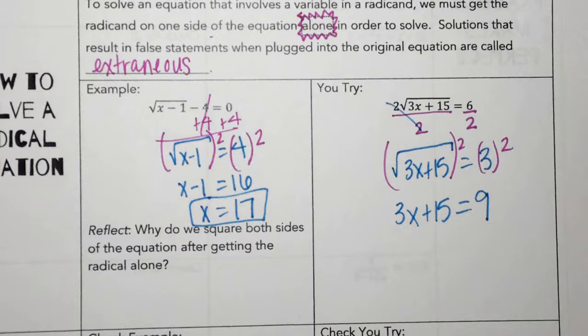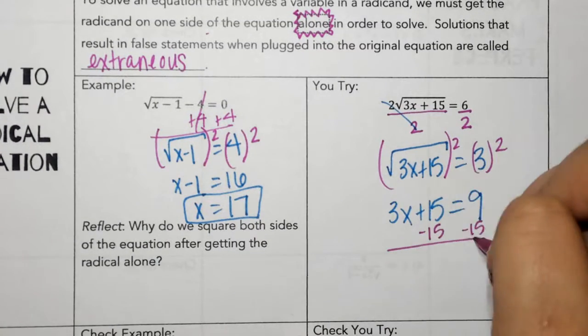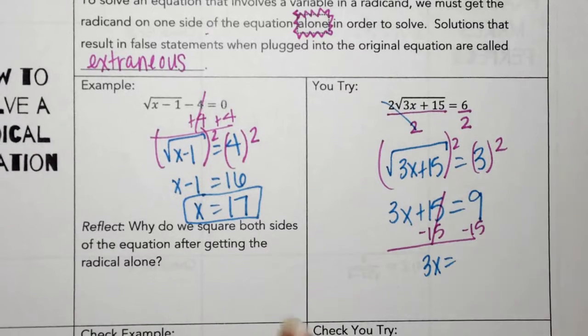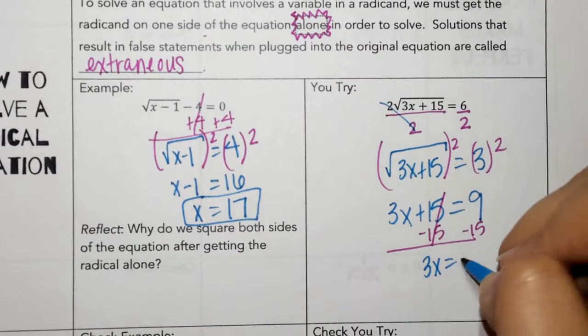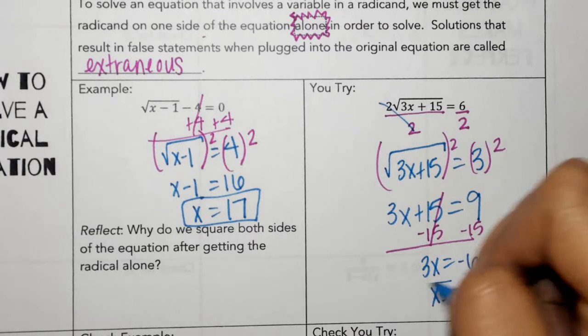Alright, now what would I do from here? Subtract 15 from both sides. And what would 3x be equal to now? -6. So what is x? -2.